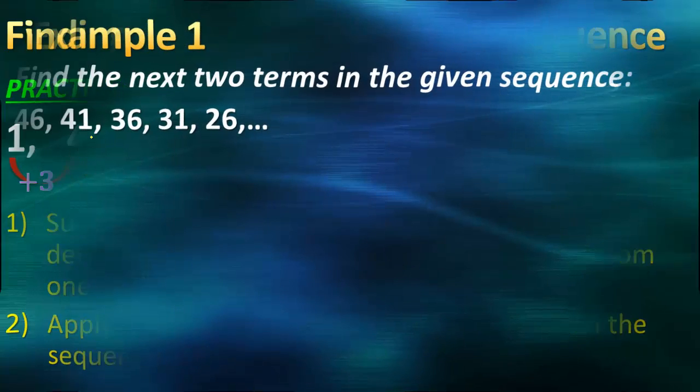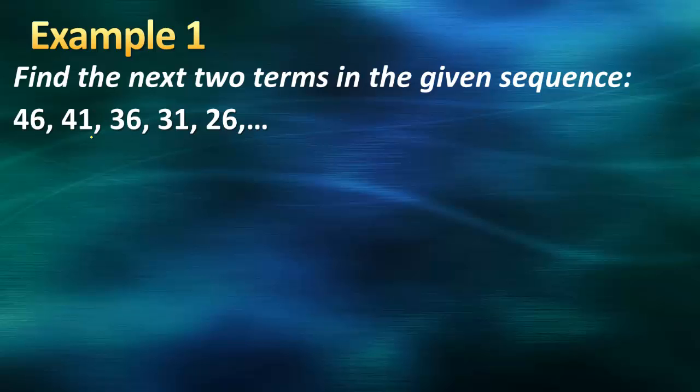All right, so here's an example. Find the next two terms in the given sequence. So first, again, subtract the first number from the second. So 41 minus 46 is negative 5. So yes, you can have a negative number.